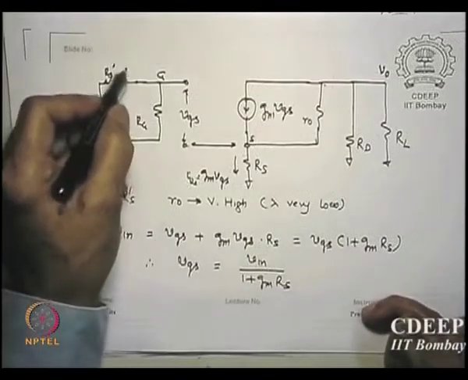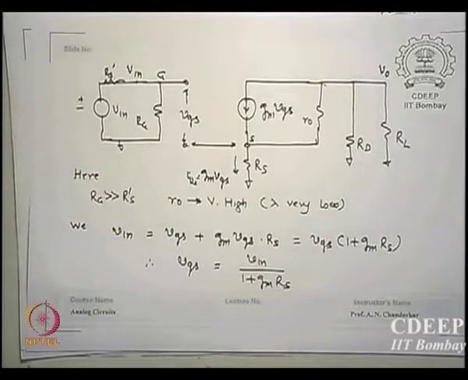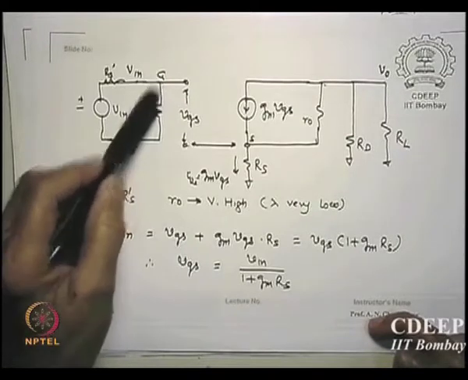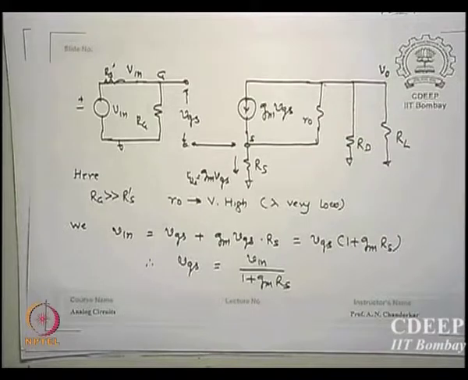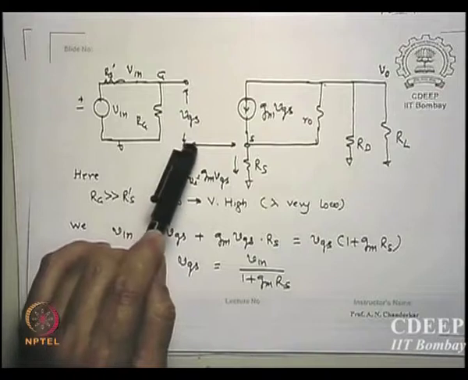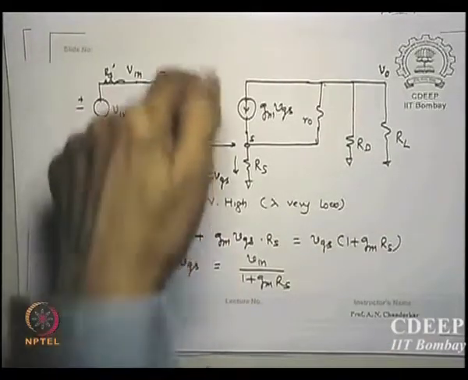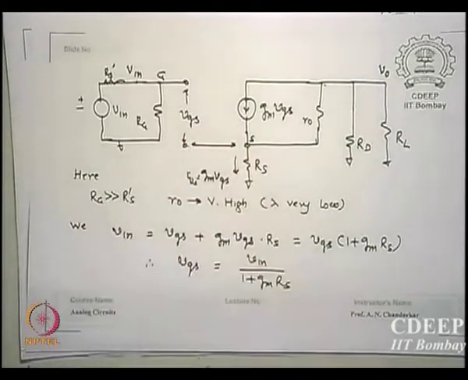So this is your Vin with reference to the ground. Please remember this Vin is not the same as VGS. Please look at the circuit again. This Vin is grounded, but this terminal is not going to ground, it is going to the source. Is that clear?